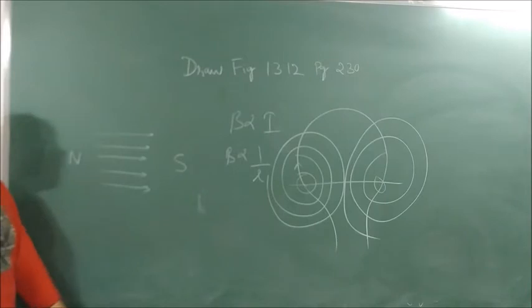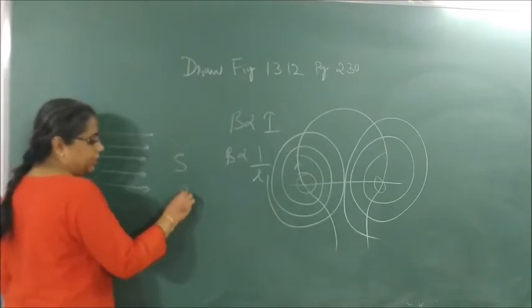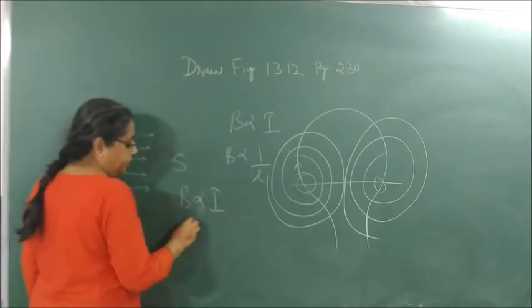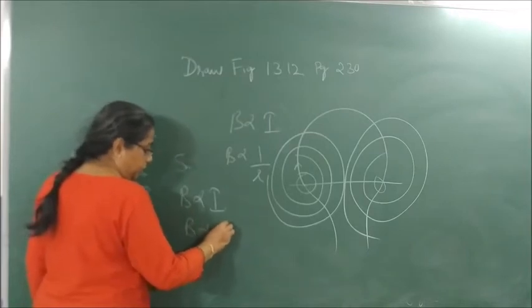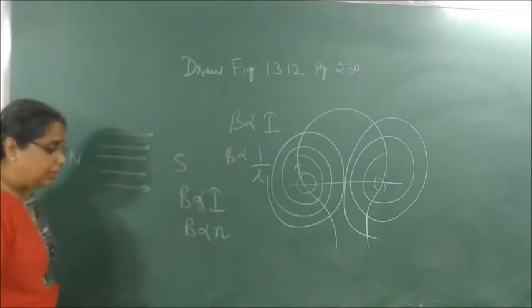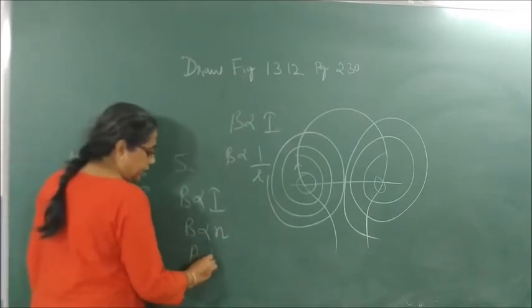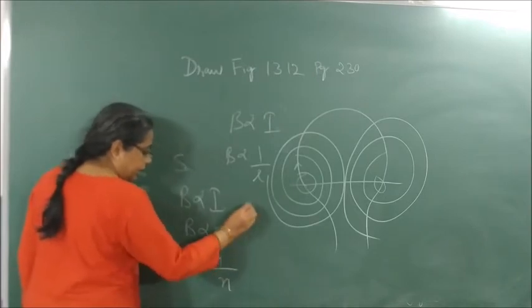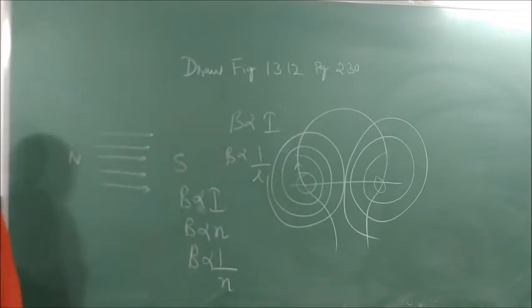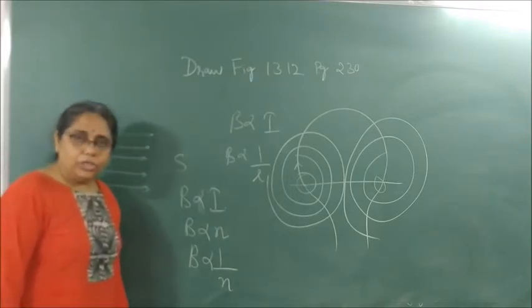How do I increase the magnetic field there? By increasing the current, by increasing the number of turns of the copper wire, and by bringing the magnetic compass closer to the current carrying conductor. Fine? Then we studied next what? Yesterday we studied solenoid. What is a solenoid?